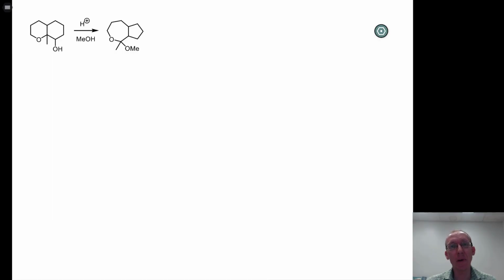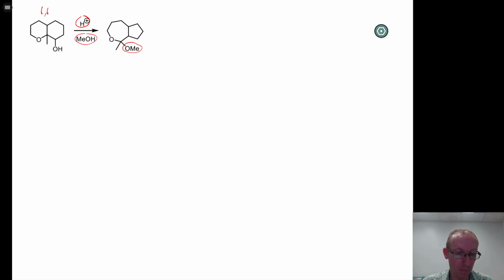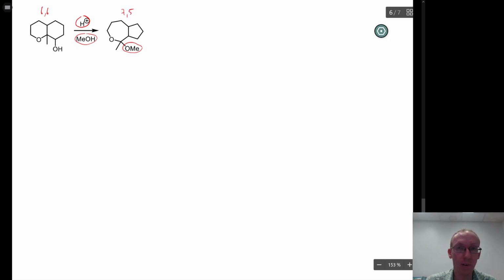Okay, so this question is all about mechanism. Can you spot how this starting alcohol rearranges to give a new bicyclic product that has captured methanol somehow? So key points are that we're doing this with acid. We have a methoxy group in the product, and we're using methanol. And we've gone from a 6-6 system, so you don't really need to know the terms, but that's a decalin system, to a 7-5 ring system.